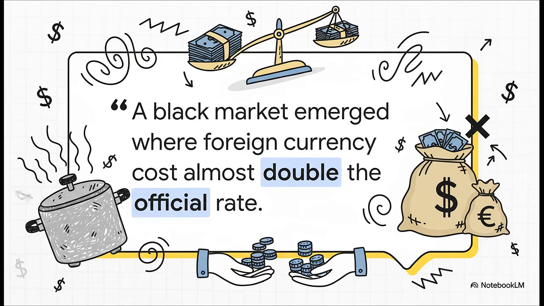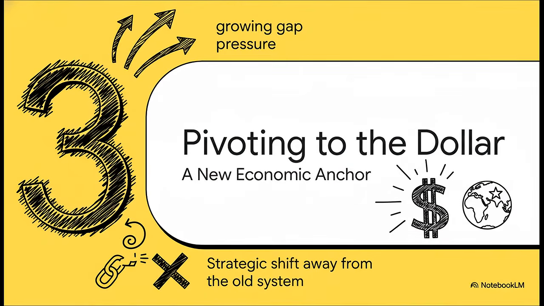This is so important because it shows you the truth. The government could say 1 lira equals 1 pound, but on the street, in the real world, no way. The official rate was becoming a complete fantasy. And a gap that big between the official story and what's really happening, well, it can't last forever. Something's got to give. And that forces a huge strategic shift, which brings us to our third section, pivoting to the US dollar and finding a new economic anchor.